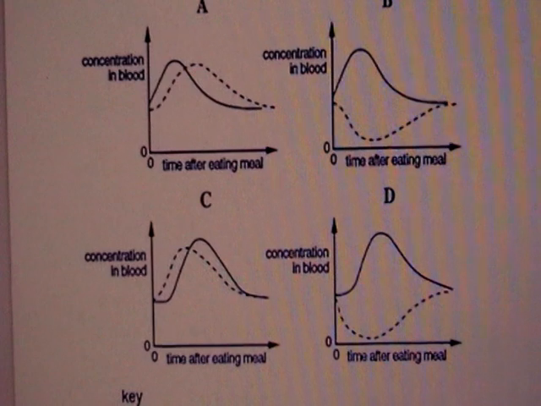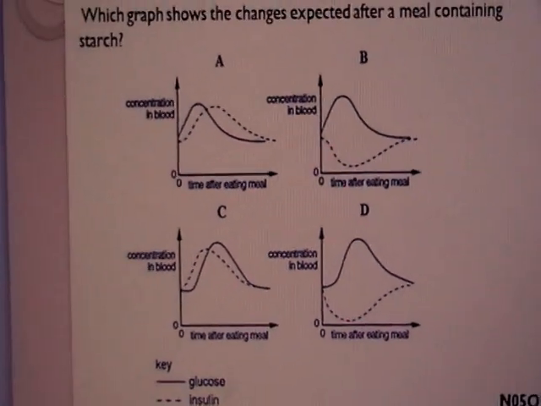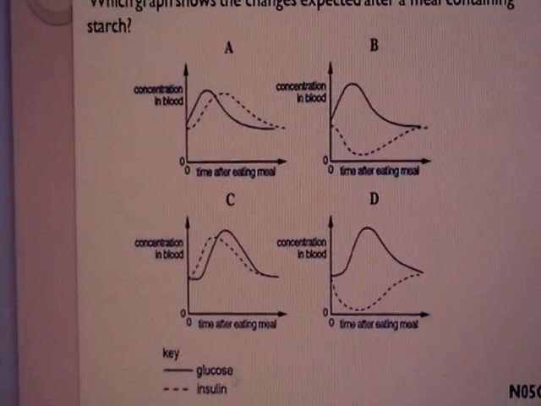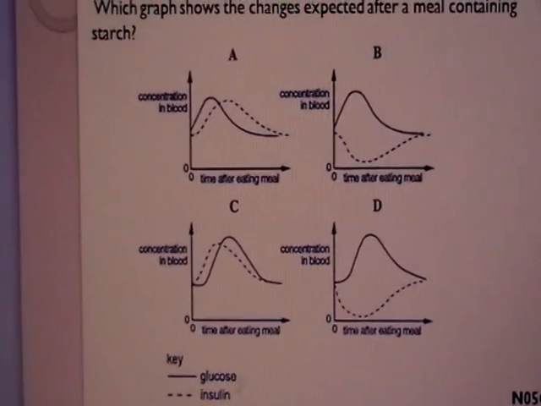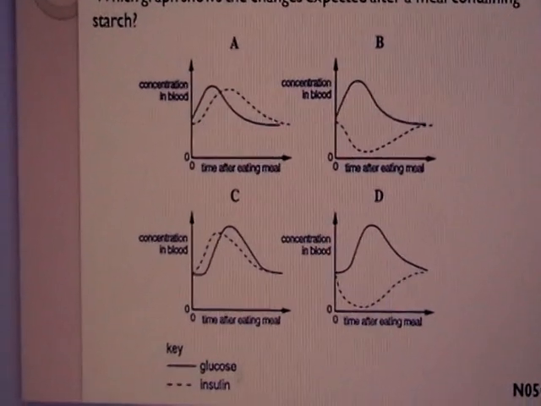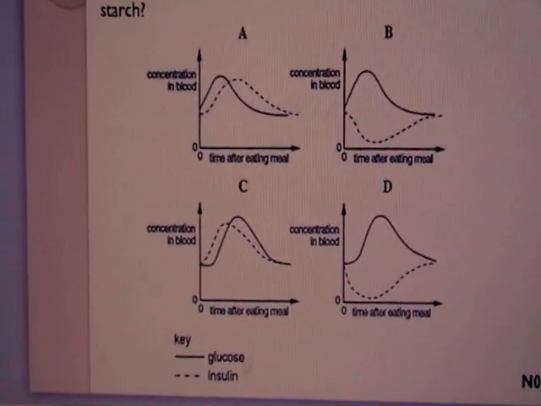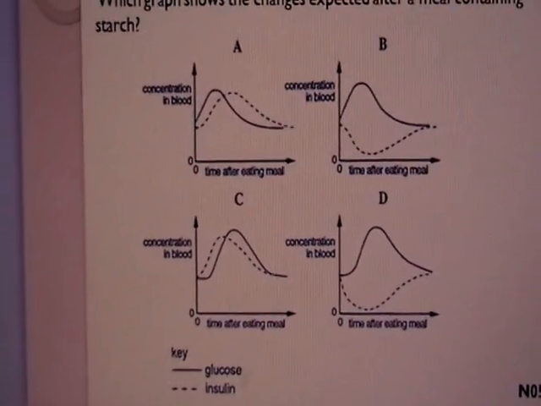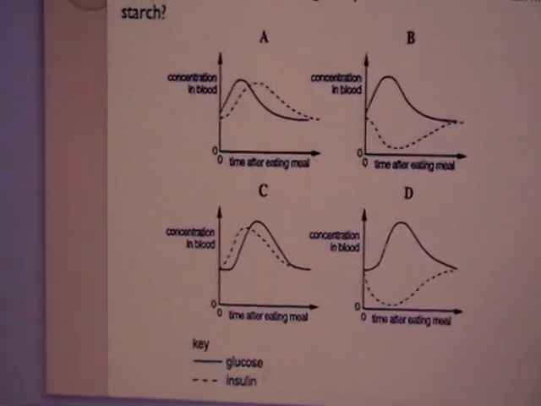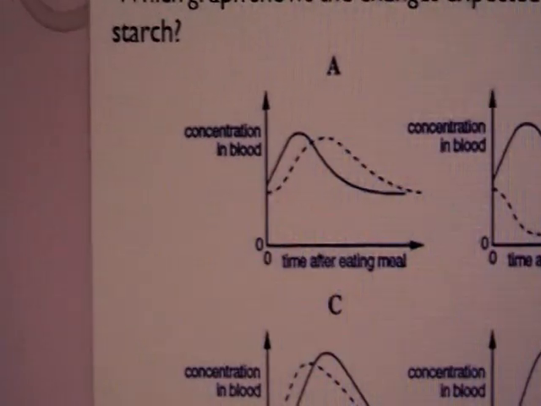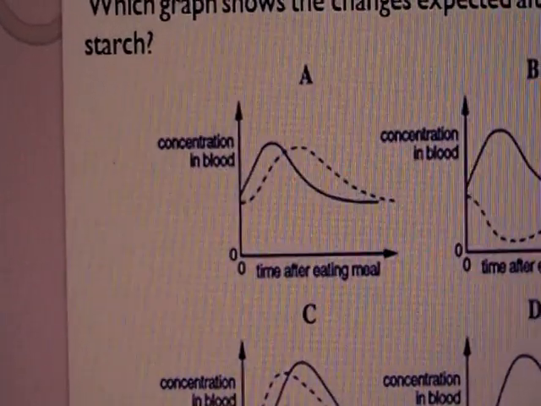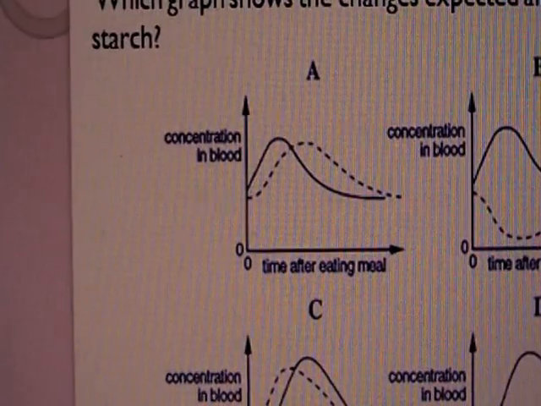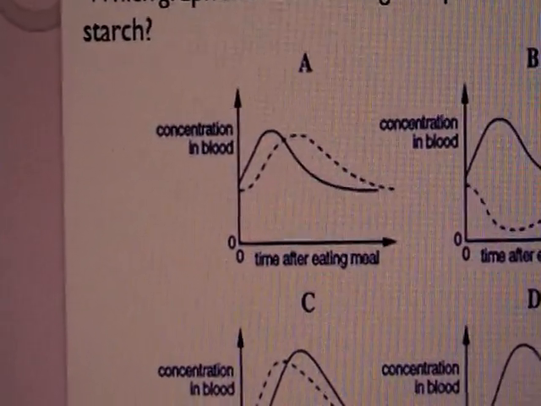Okay? So, which one will be the answer? Remember, the release of insulin must follow after there's a stimulus, and in this case the stimulus will be the increase in blood glucose concentration. So what it means is blood glucose concentration must always occur first before insulin secretion increases. By this, A will be the answer, because the insulin graph, alright, the straight line graph is to the left of your dotted line, alright, the dotted line representing your insulin production.